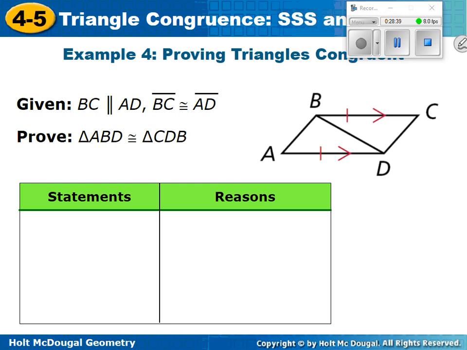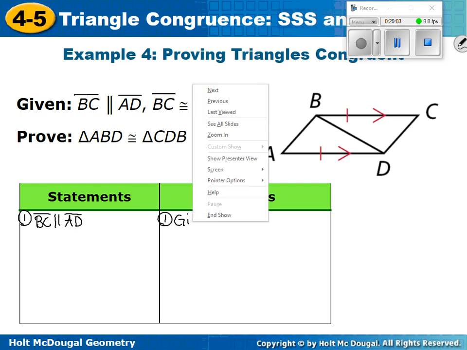First of all, there's a typo here. This should have a line segment above BC and above AD. Anytime you're saying 2 line segments are parallel, you have to have line segments. We'll start out the same way as we did last class period. Write down your given. So first of all, BC is parallel to AD and given.